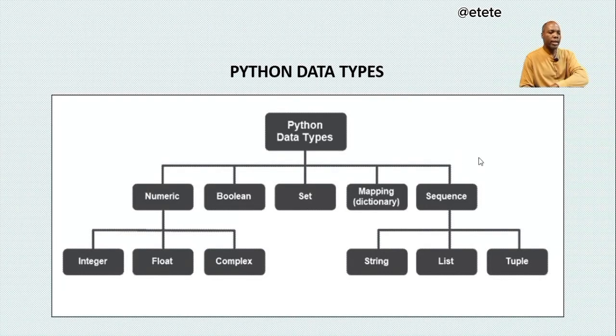We are going to look at the dictionary data type. The reason why you are seeing it as mapping, which is the dictionary data type, is because it has to do with key value pairs. So we are going to look at this and conclude with Boolean. So let's get into the dictionary data type.